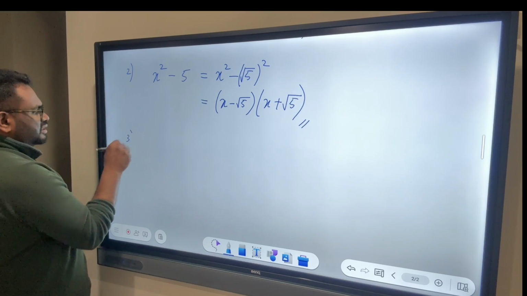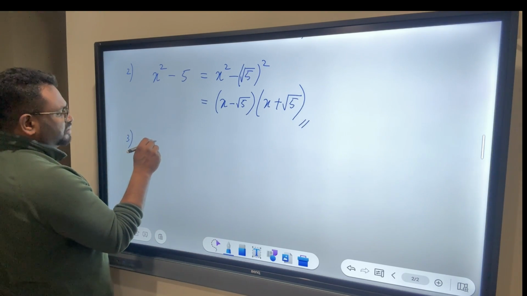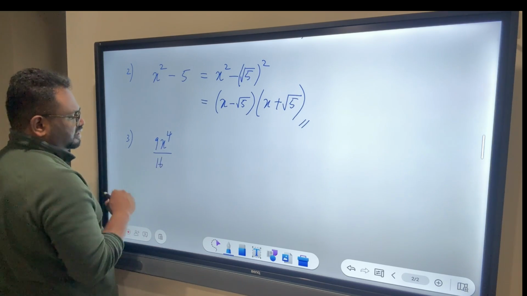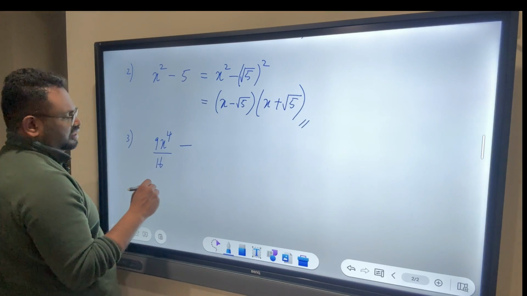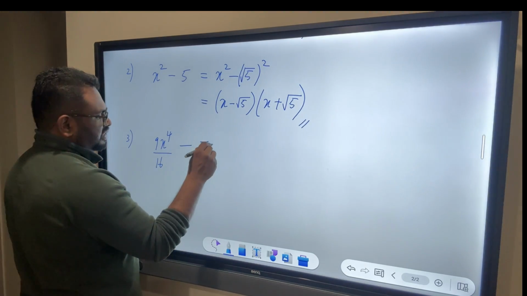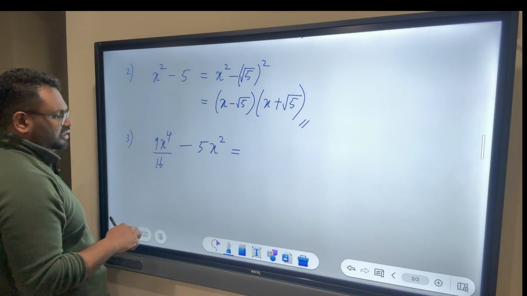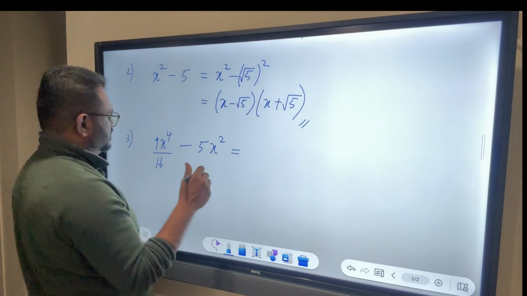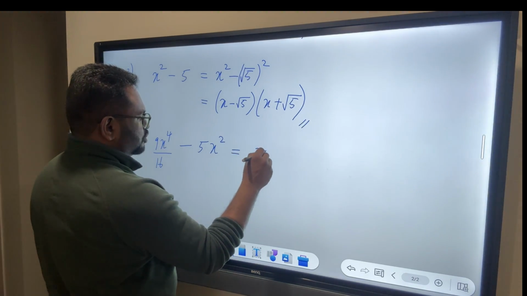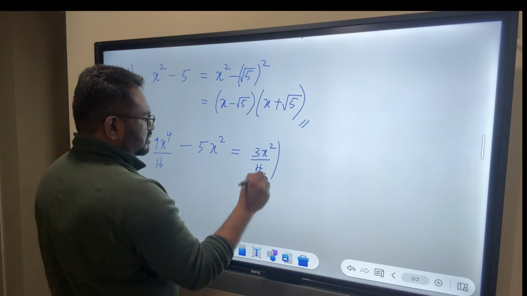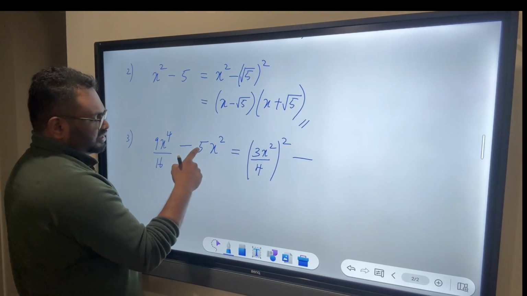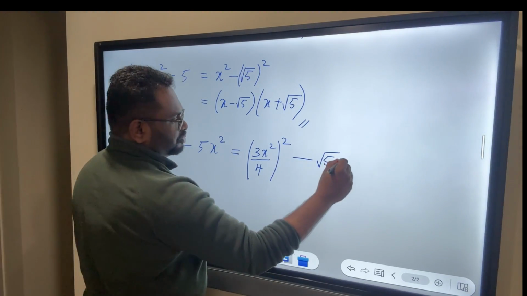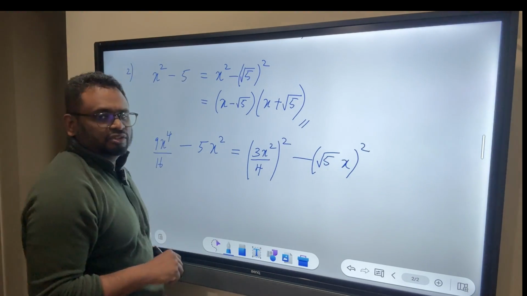Then as a third example, we will think about a fraction: 9x to the power 4 divided by 16 minus 5x squared. Okay, let's think about this. Firstly we will write the first term as a square term. So it's going to be (3x squared divided by 4) the whole thing raised to the power 2, minus, this is going to be 5. 5 can be written as square root 5, and then x squared, I'm going to put x here, and the whole thing to the power 2.